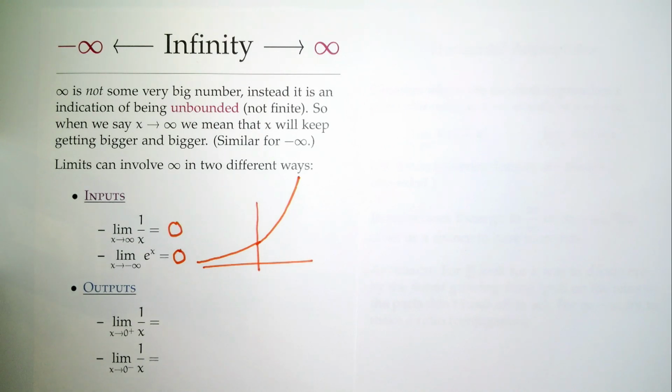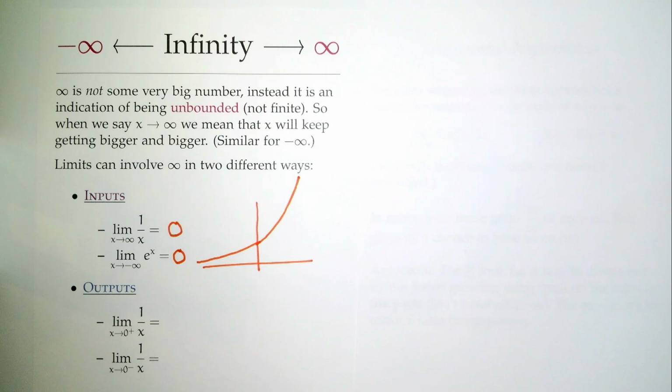Now we can talk about the output. What happens to 1 over x as x goes to 0, and notice from plus? So x is a very small positive number. What's true about 1 over x? So 1 over a very small positive number becomes a very large positive number.